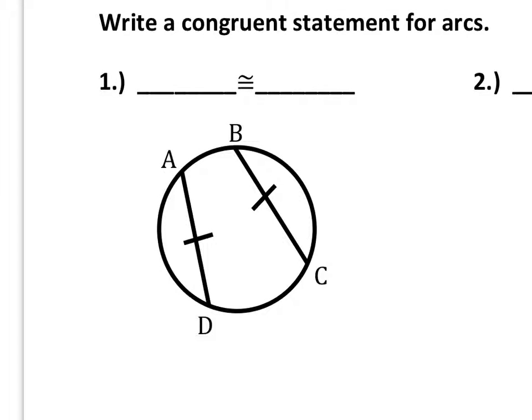So in class we learned that if chords, such as chord AD and chord BC, are congruent to each other, then the arcs that they intersect, which would be arc AD and arc BC, are also congruent to each other. So we can write arc AD is congruent to arc BC, and we know this because the two chords are congruent.